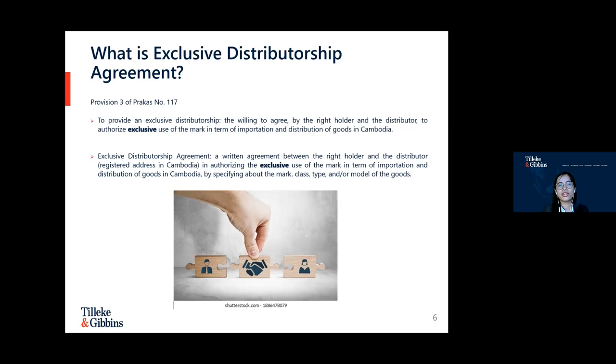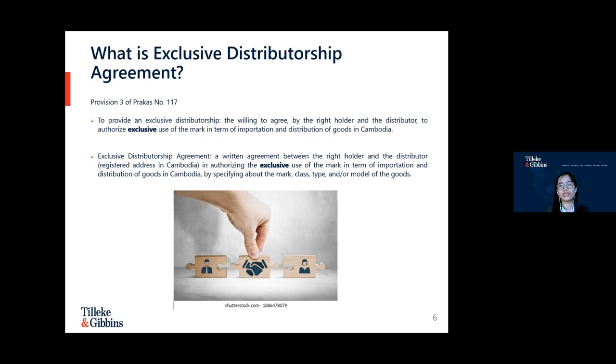This is different from sole distributorship, because in sole distributorship, the sole distributor can distribute the goods in Cambodia, and the trademark owner can also distribute the goods in Cambodia. The thing is, the trademark owner could not appoint any person other than the one already appointed as sole distributor to distribute the goods in Cambodia. And the exclusive distributorship agreement refers to a written agreement between the right holder and the distributor authorizing the exclusive use of the mark in terms of the importation and distribution of the goods in Cambodia, specifying the mark, class, type, and or the model of the goods. So unless you have an exclusive distributorship arrangement with your local distributor in Cambodia, this discussion might not be relevant.